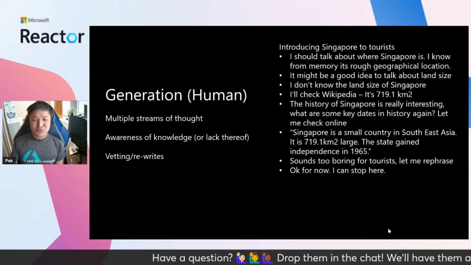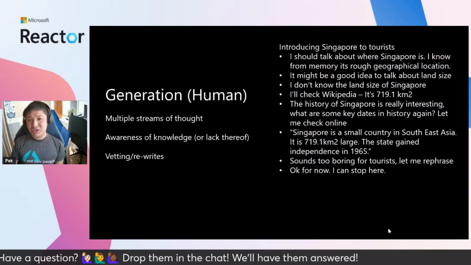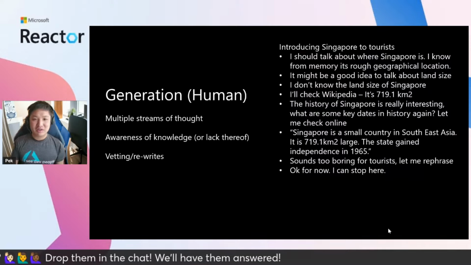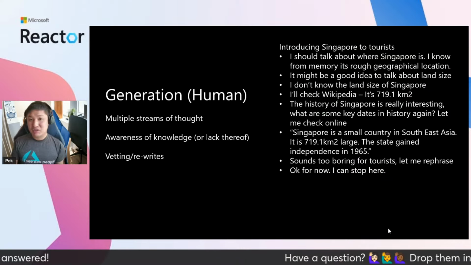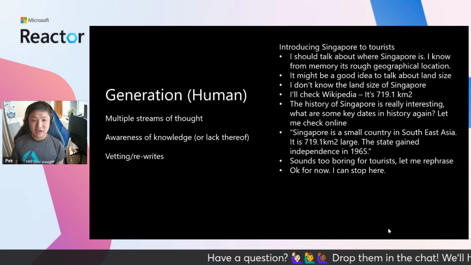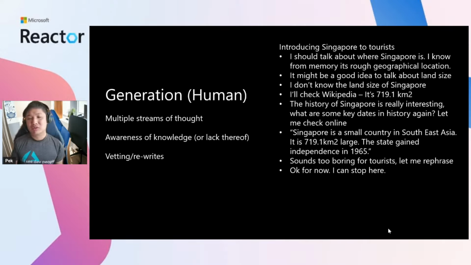If we think about how a human does generation, or writing, or speaking for that matter, you typically have multiple streams of thought. You have an awareness of the knowledge that you have, or of knowledge that you don't have. And you also have the ability to vet what you write, or rewrite this email that you've just drafted, and so on and so forth.